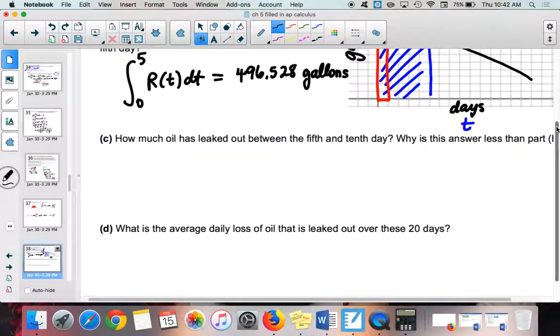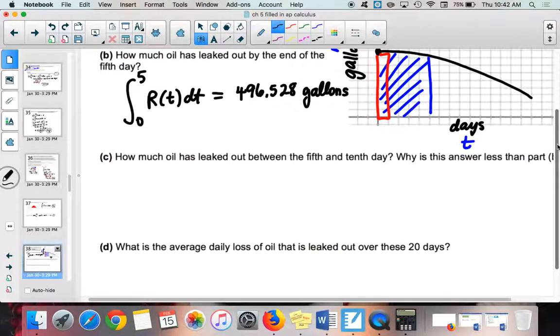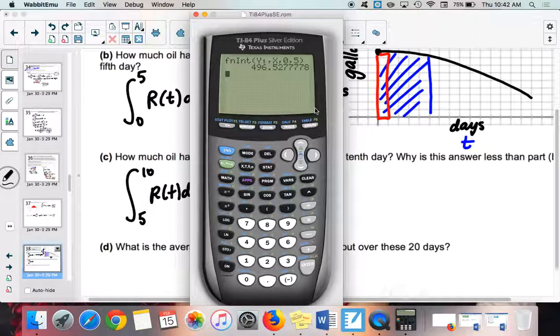All right, so C, how much oil has leaked out between the 5th and the 10th day? Same idea, but now we're doing 5 to 10, and we still have our R of t dt. Even if you have those old calculators, you can do second enter, and it brings up the last entry that you had, and you can now make it say 5 to 10. If your calculators are updated, you can probably just go up and grab that whole equation and hit enter, so you don't have to keep typing it in. So we have 475.694.